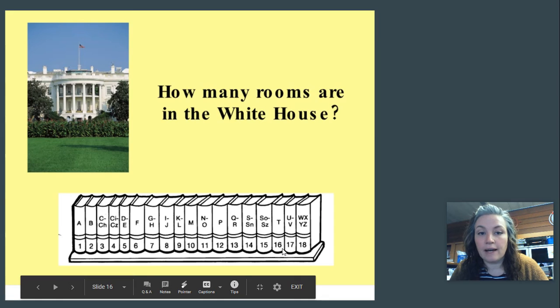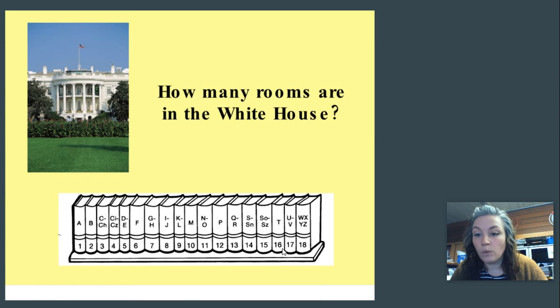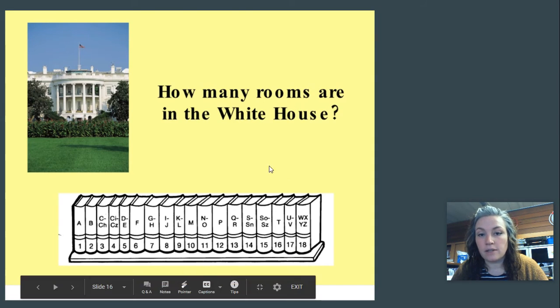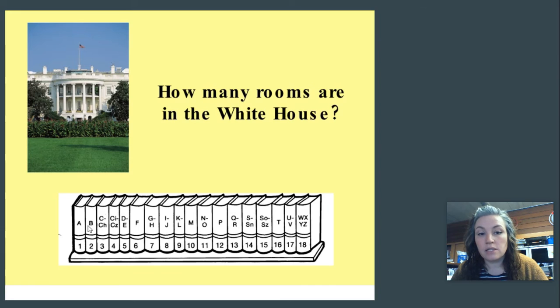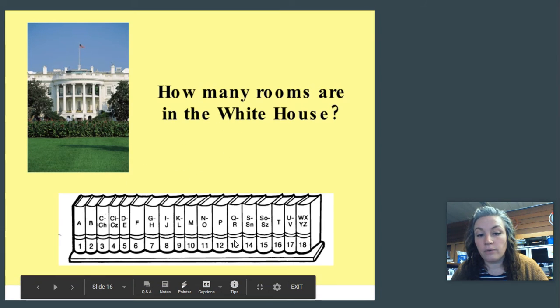If I want to find out how many rooms are in the White House, which volume would I look in? And for that question, I have to think, what's my topic? And it's White House. I want to find out information about the White House. So I'm going to look under W and I'm going to go through my volumes until I see the W's, which are all the way at the end in volume number 18.